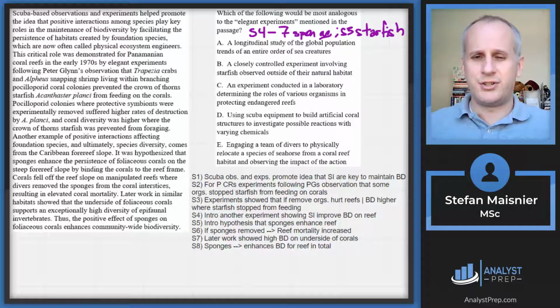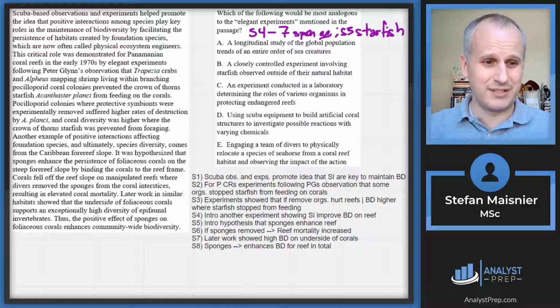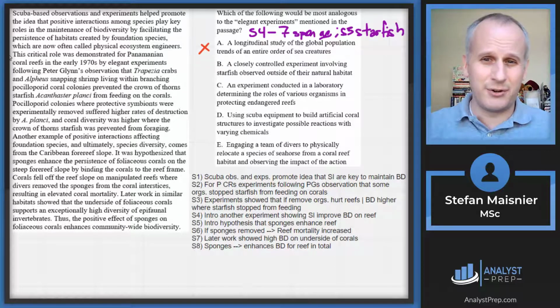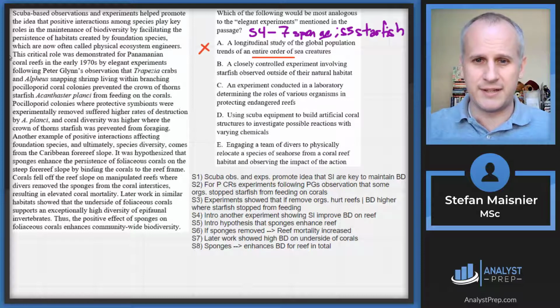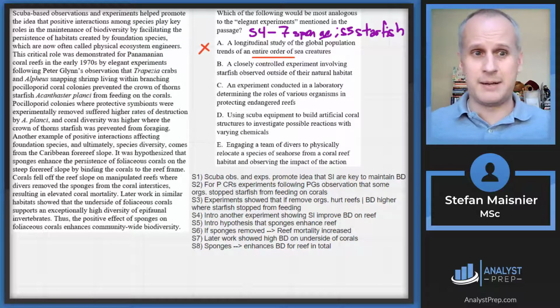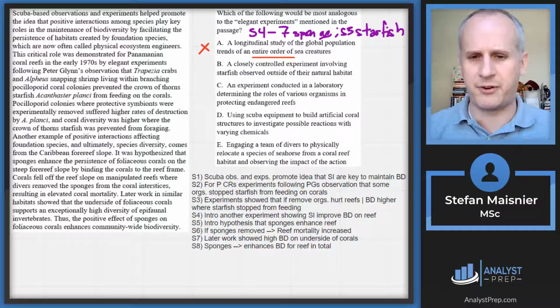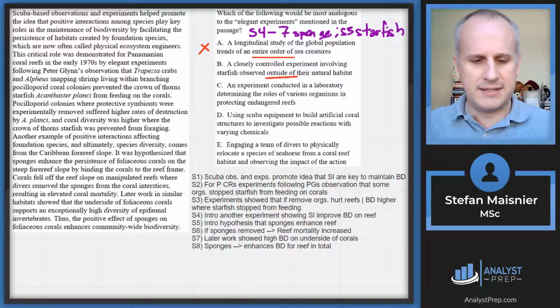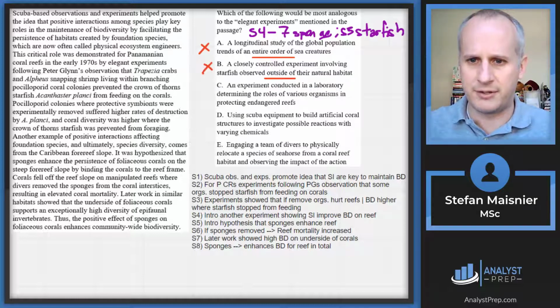So a longitudinal study of the global population trends of an entire order of sea creatures. Well, these were really specific. So this just doesn't match what we read. And if you don't know what longitudinal means, then just focus on the entire order piece. Longitudinal means it goes for a long time. Each of these was pretty specific and short time frame. Then we've got a closely controlled experiment involving starfish observed outside of their natural habitat. Well, no, all of this is supposed to be inside the natural habitat. They went in and basically engaged with the habitat, and the scuba divers removed something, added something. So that's out as basically a reversal because it's supposed to be done where the reef is.